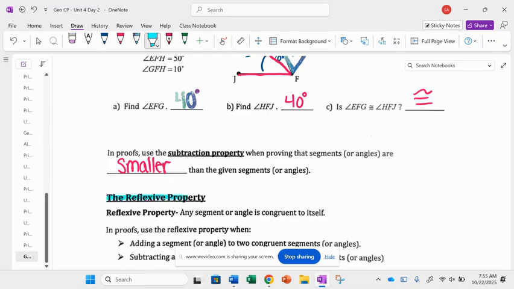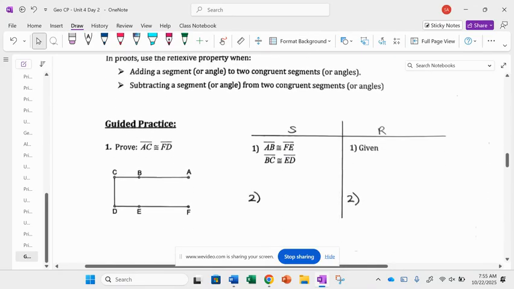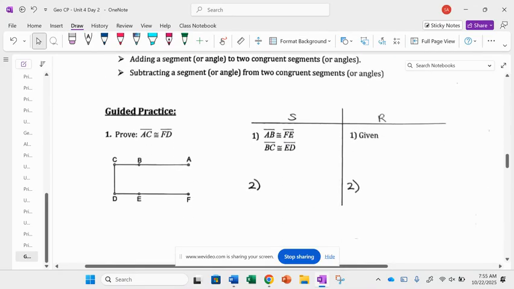All right, something new, the reflexive property. The reflexive property tells us any segment or angle is congruent to itself. And I'll show you how we're going to use that. Let's get into our proofs.